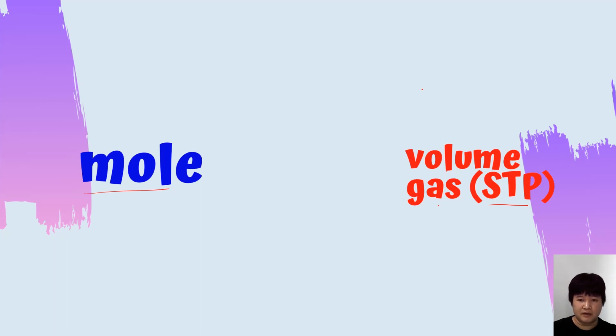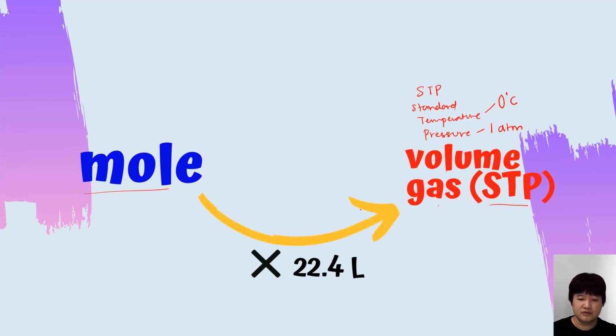So remember, STP stands for standard temperature and pressure. And the standard temperature and pressure represent 0 degrees Celsius and also 1 atm. Let's look into how to convert mole and the volume. We'll be using the molar volume.